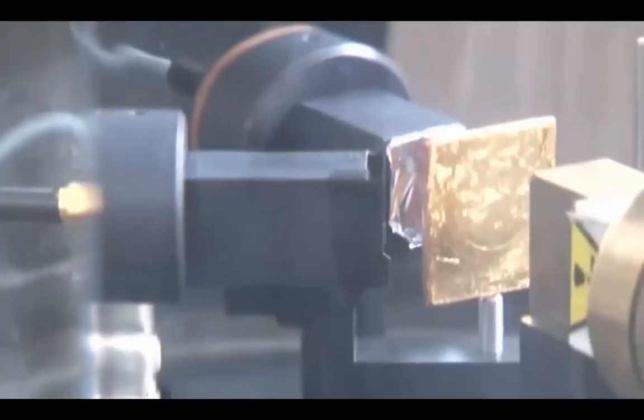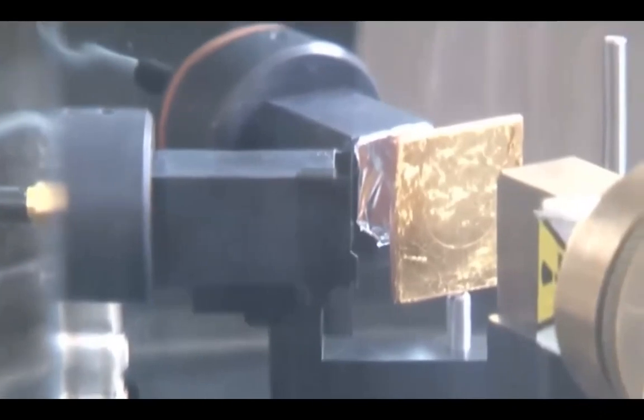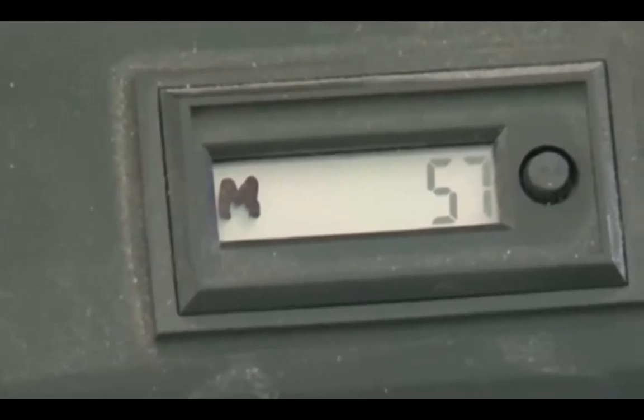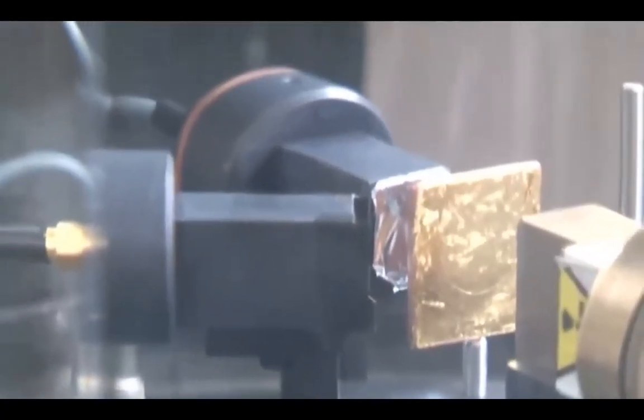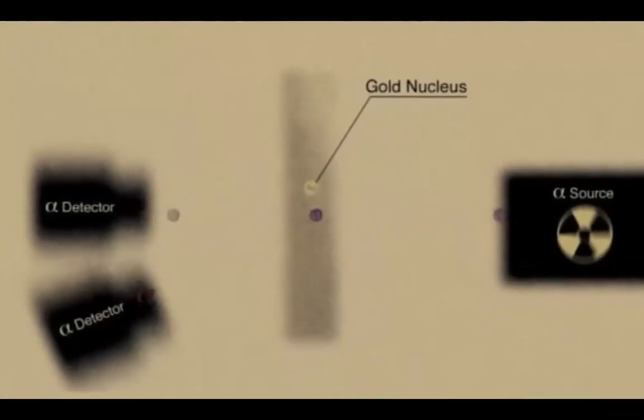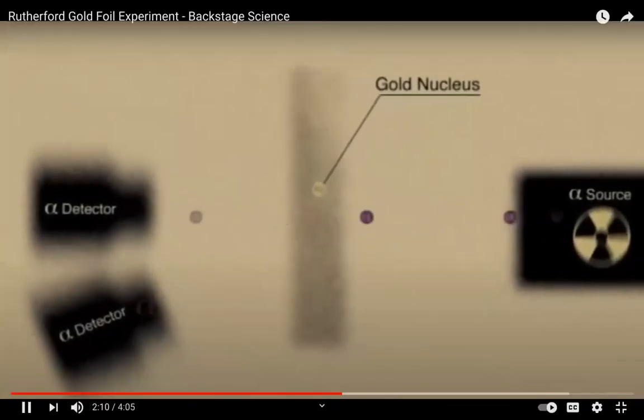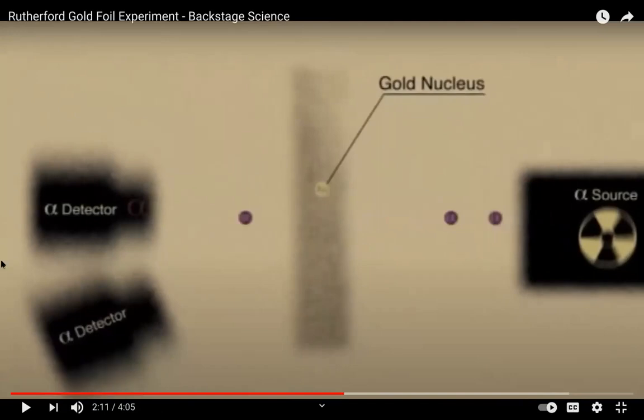In its current position behind the foil, it will measure one count every few seconds. As Rutherford deduced, most of the gold atom is empty space. So the alpha particle just goes straight through, doesn't see anything, and goes through in a straight line. Occasionally, one of the particles will come close enough to the nucleus of the gold atom that it will be deflected by the electric field from the positive nucleus. So you can see most of the particles are going straight through.